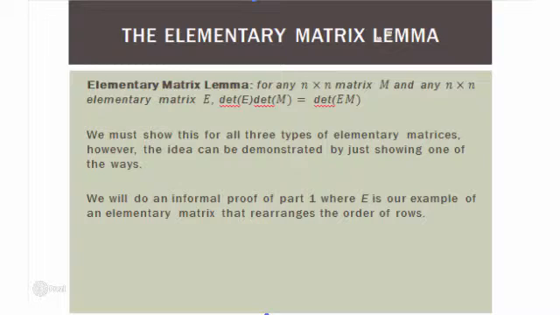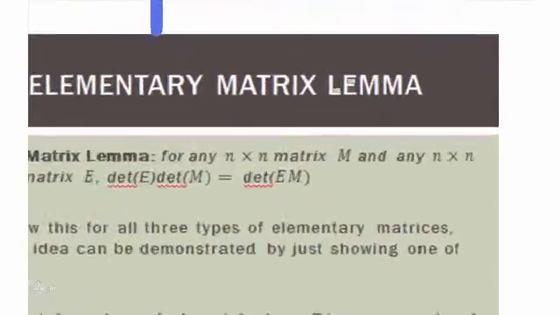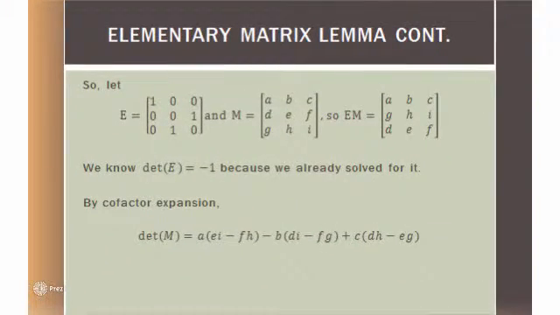So we're going to do an informal proof of part 1, where E is our example of an elementary matrix that rearranges the order of the rows. And if you want to, you could solve the other 2 ways. So let E equal that elementary matrix that switches rows 2 and 3. Let M be the arbitrary matrix A, B, C, D, E, F, G, H, I. And then that means that EM is going to be A, B, C, G, H, I, D, E, F, because rows 2 and 3 were switched.